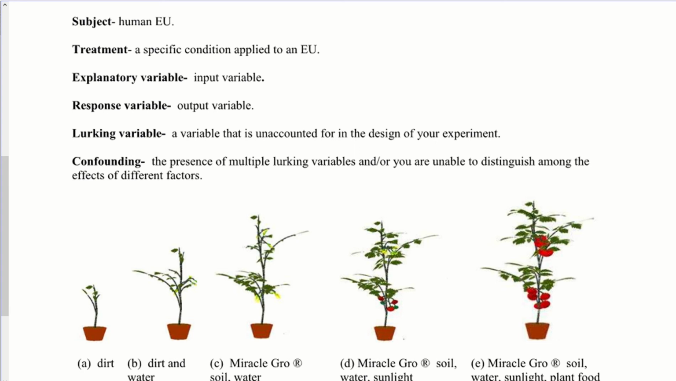So I'll just write my example here. Lisinopril. Amount of lisinopril.